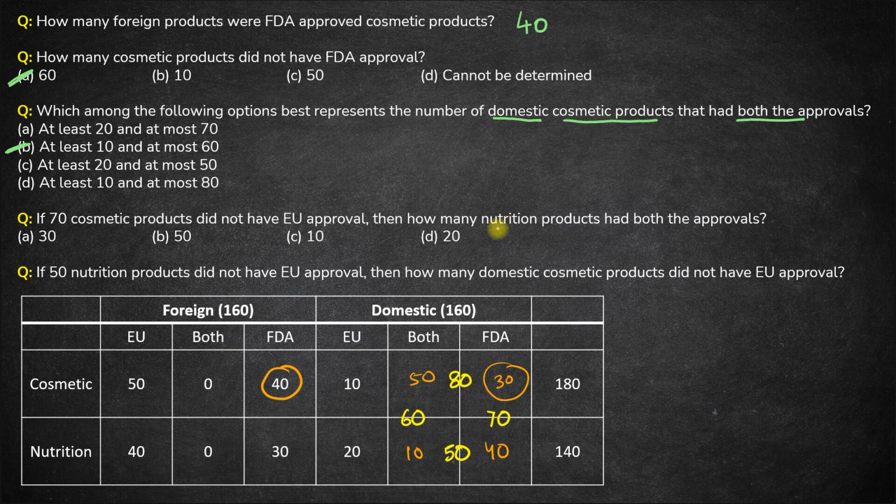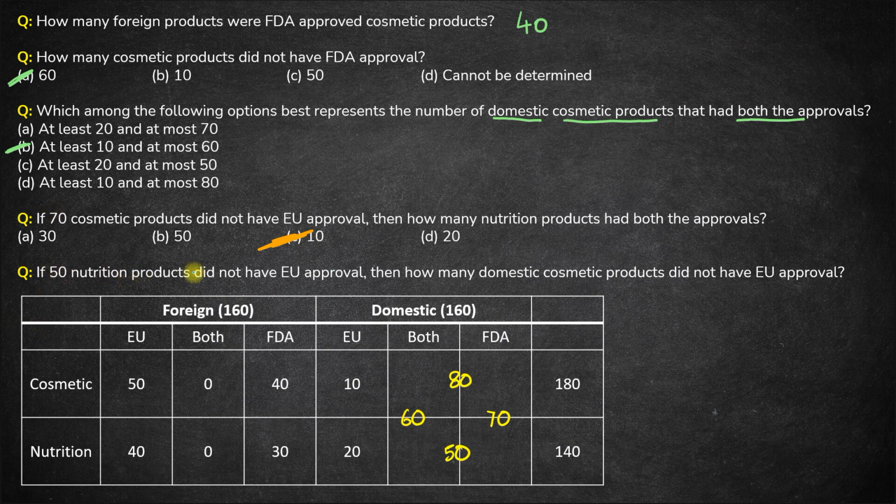Then the question is, how many nutrition products had both the approvals? So both approvals is 0 plus this number. So 0 plus 10 is 10. So the answer here is option C, 10. Okay. And now we will not be considering this data for further questions because the scope of this data was limited to only this question. Moving on to the last question here.